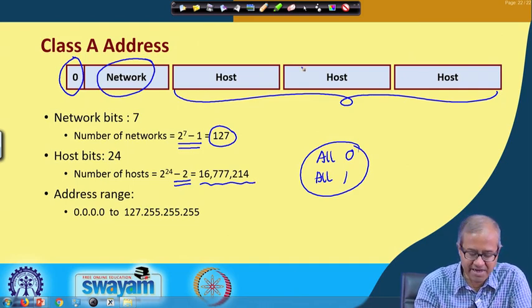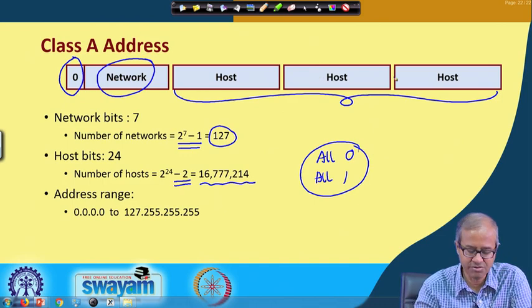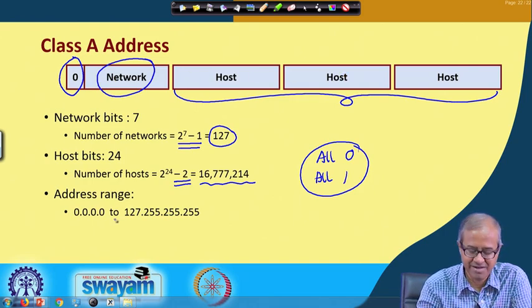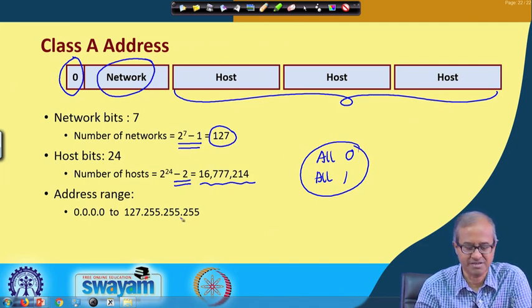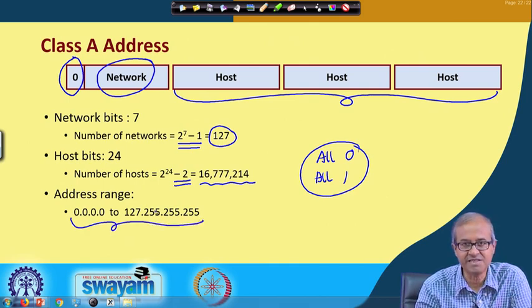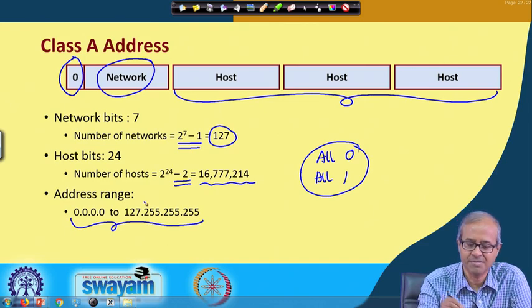And if you look at the address range, the first bit is 0 and the rest can be all 0, so 0.0.0.0, up to 0 followed by all 1s, which comes to 127.255.255.255. This is in dotted decimal notation. So, just by looking at the address, you can know that if it is in this range, it is a class A address.